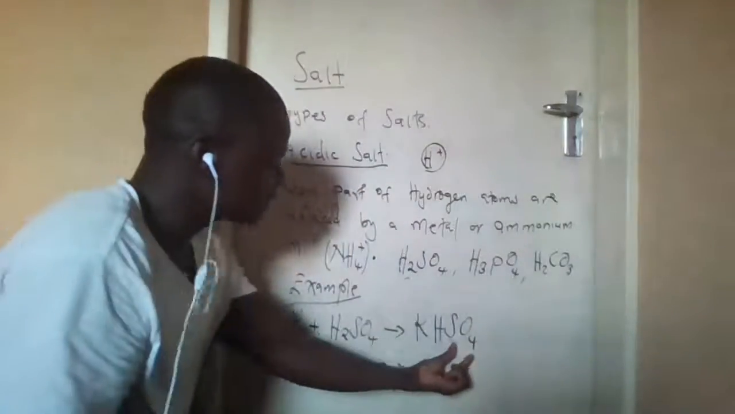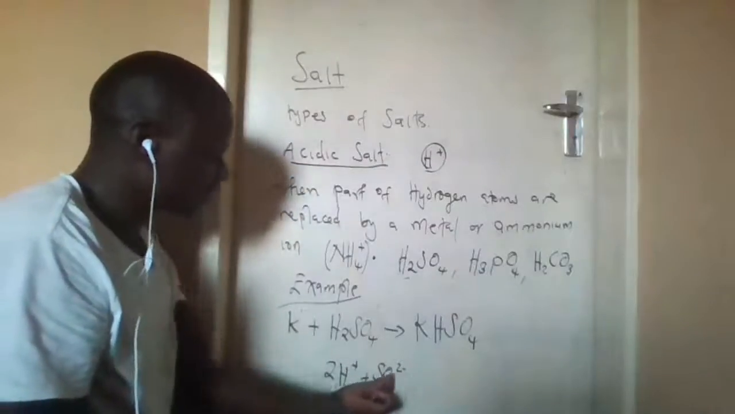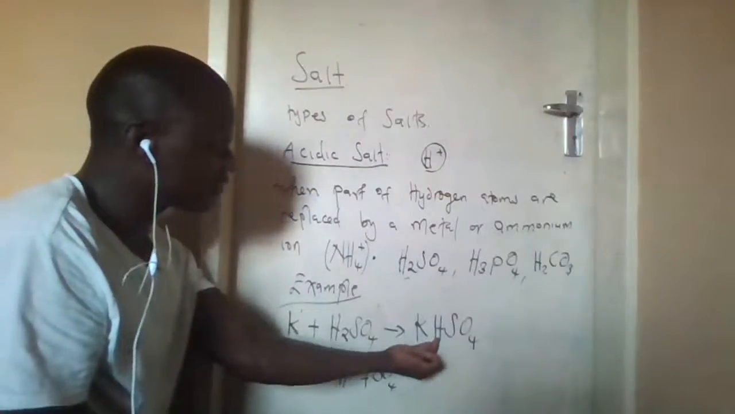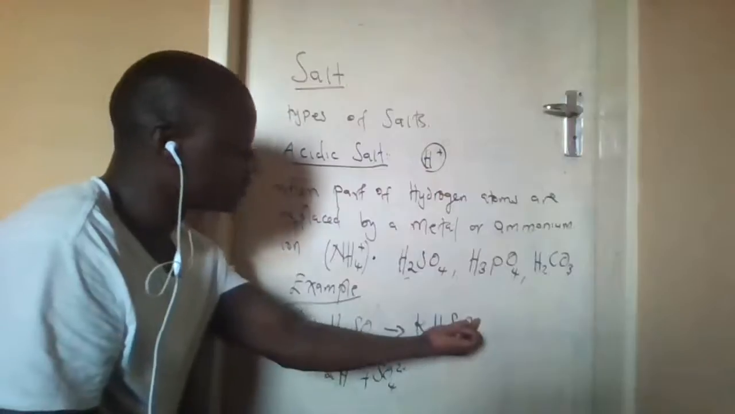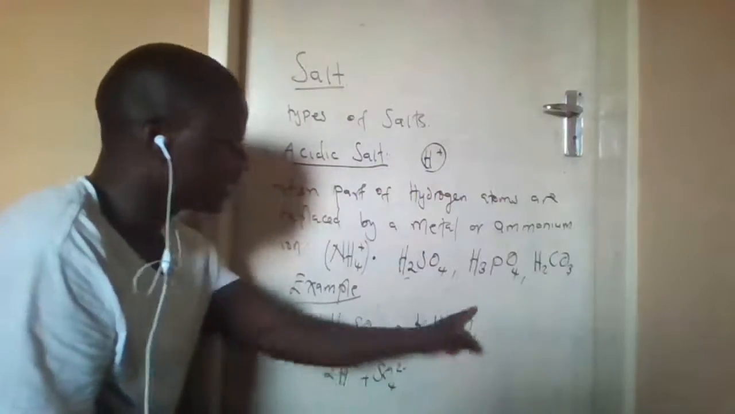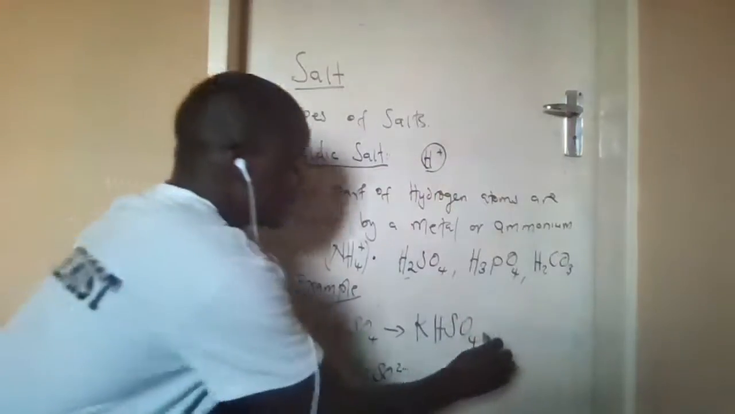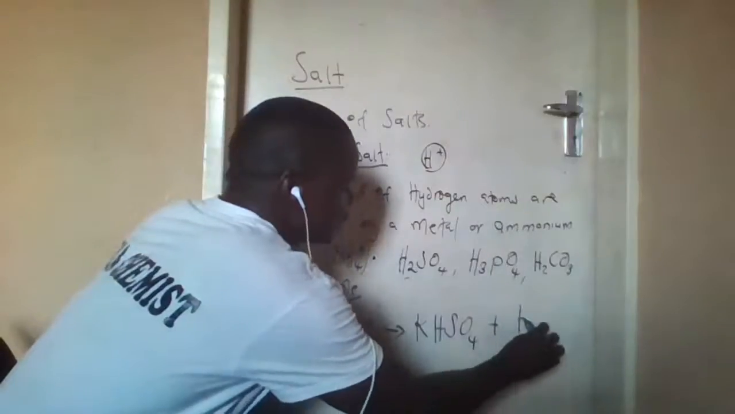Because this sulfate, remember, has got a valence of 2. Here, the valence of 1, valence of 1: 1 plus, 1 plus, 2 minus. They are going to combine. That's why this thing is not charged. Then plus, hydrogen is formed.